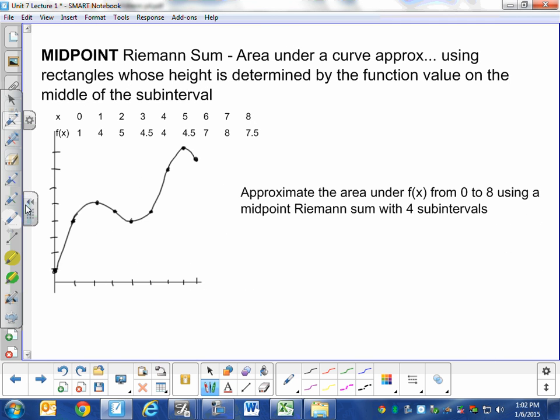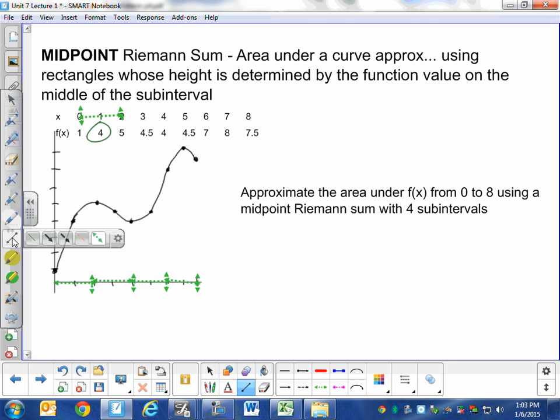Midpoint and trapezoidal. Midpoint is the same as left and right, only you're going to be using the height determined by the function value at the middle of the interval. So I'll do it in green. Same four subintervals, mostly just to make it quick. 0 to 2, 2 to 4, 4 to 6, 6 to 8 would be the bases of all of these rectangles. The only difference now is instead of using the height determined by the left or the right, it's going to be the height determined by the point in the middle. So for this first one between 0 and 2, I'm going to use the height of 4, the height above the middle point of my interval.